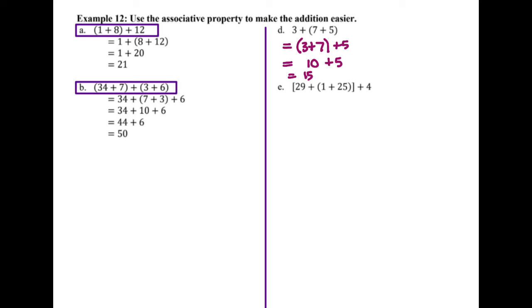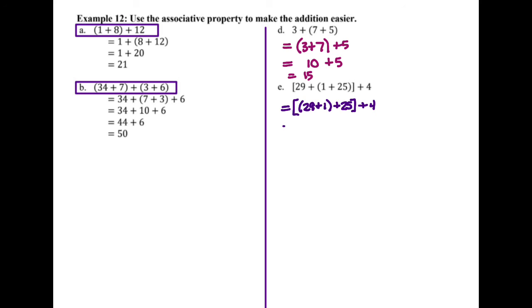All right, now E. We're going to rearrange parentheses, brackets, whatever we've got there and see what we can do. Now remember, you're not changing the order of the numbers, you're just changing the parentheses around. Okay, so I'm going to leave the 29. Oops, no, I'm not. I'm going to group the 29 with the 1. And then the 25 gets left out. And the 4 is always going to be out there in the back.